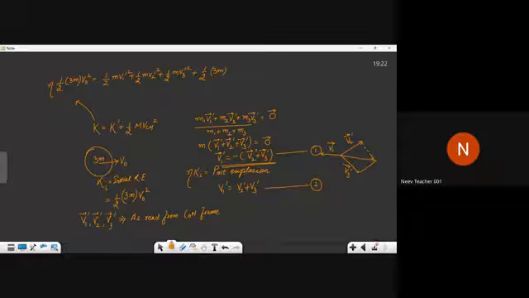Is V CM the same as V0, yes or no? Yes, sir. So what do we get? Half 3m into V0 square. Look at this equation, class. Take the equation. See to it, it has been received well.